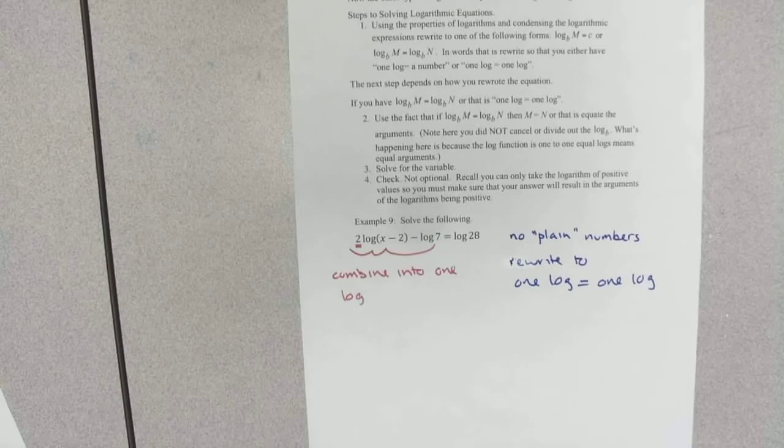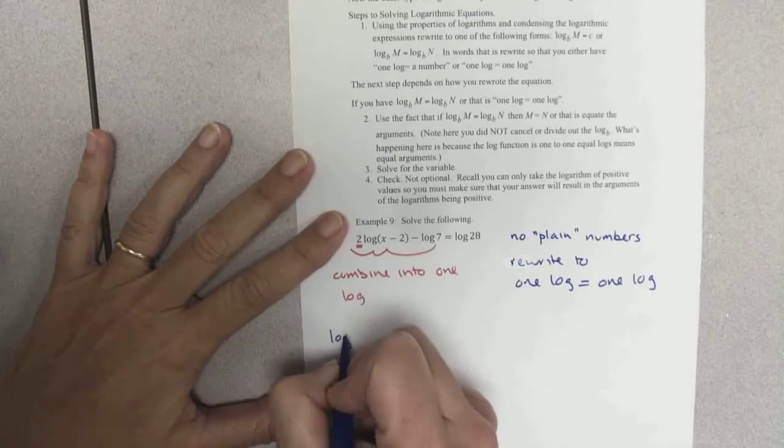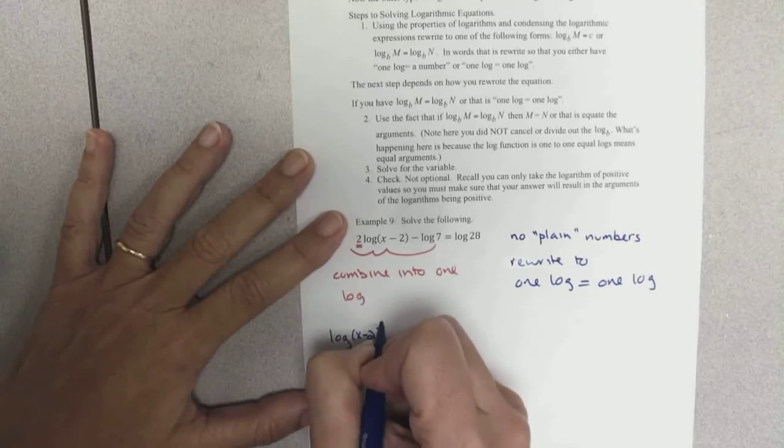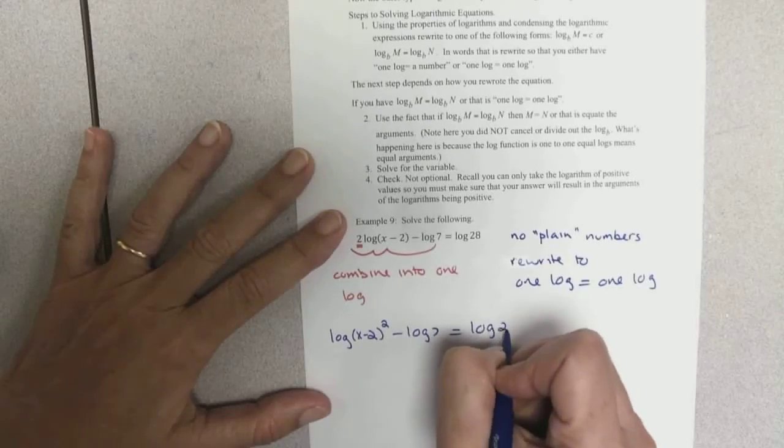So the power rule, and we've already said this a couple times, so I'll just say it, I won't write it down this time. The power rule tells me that that coefficient can go up and become an exponent. And so I have log of x minus 2 squared minus log of 7 equals log of 28.